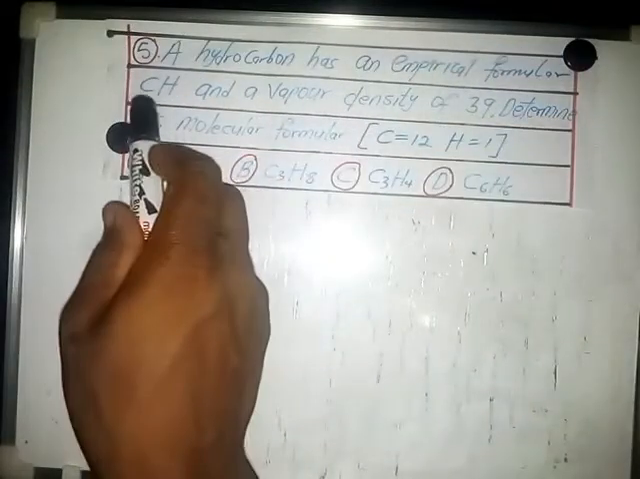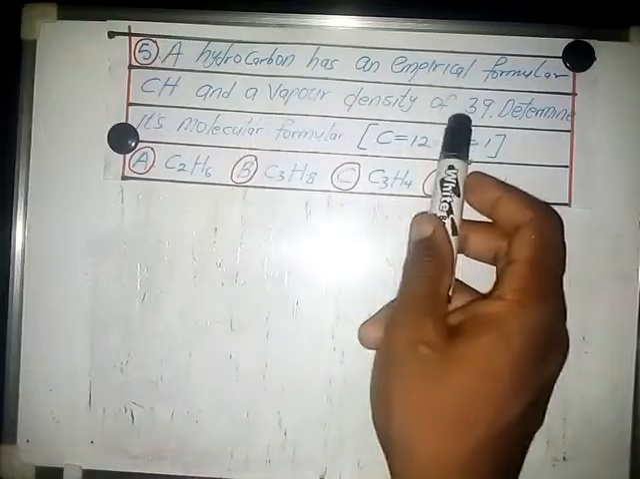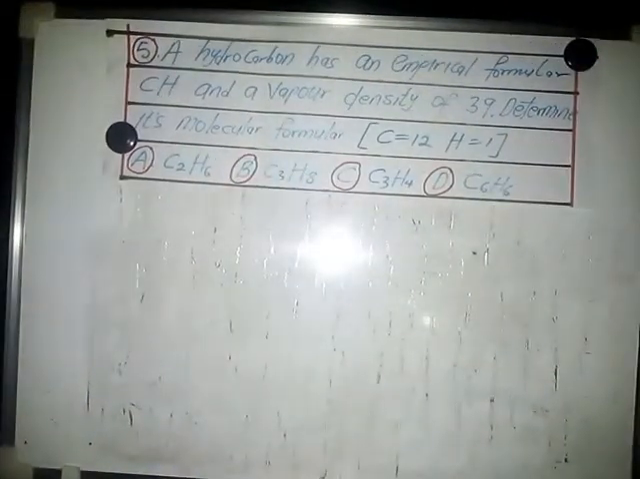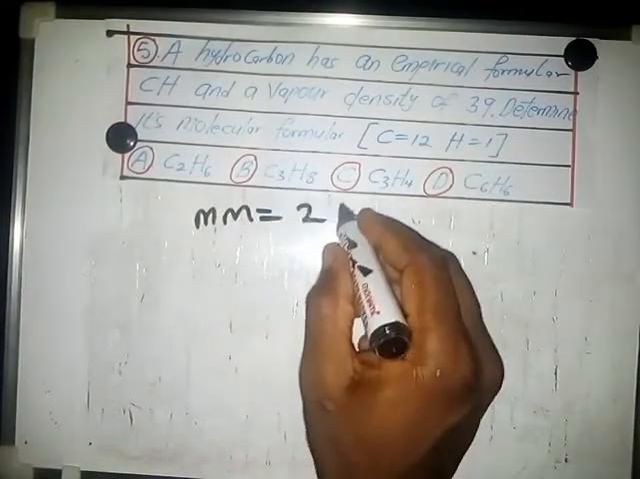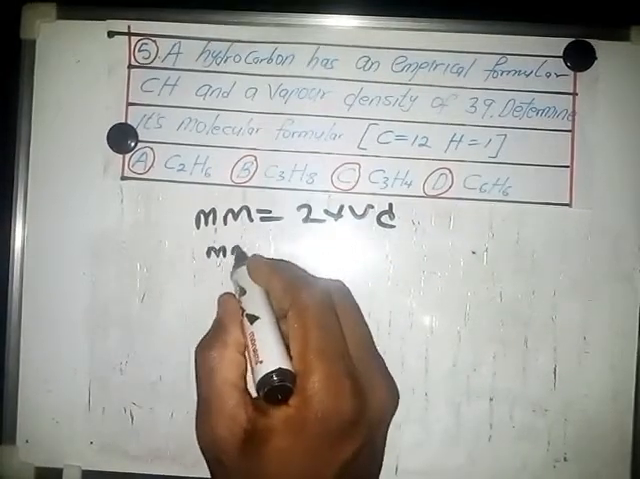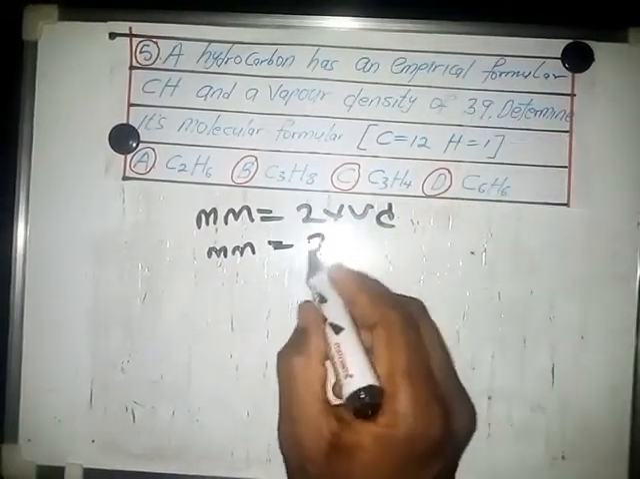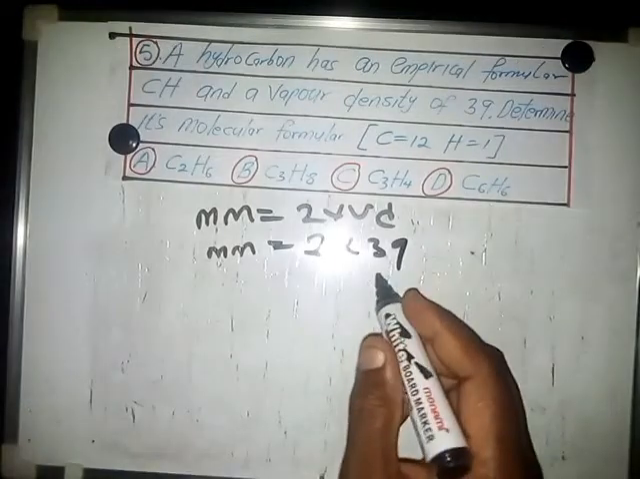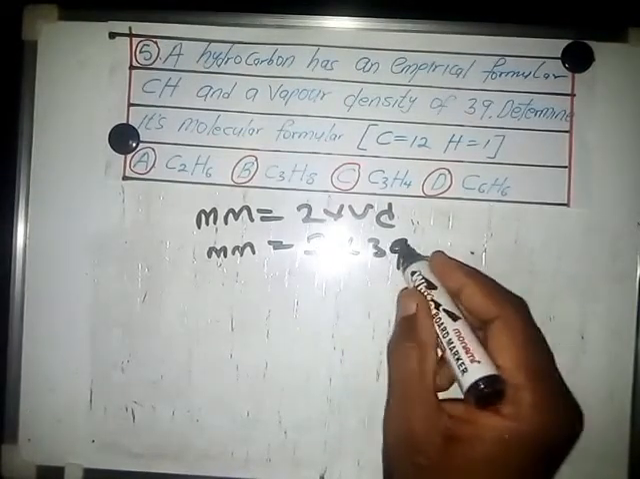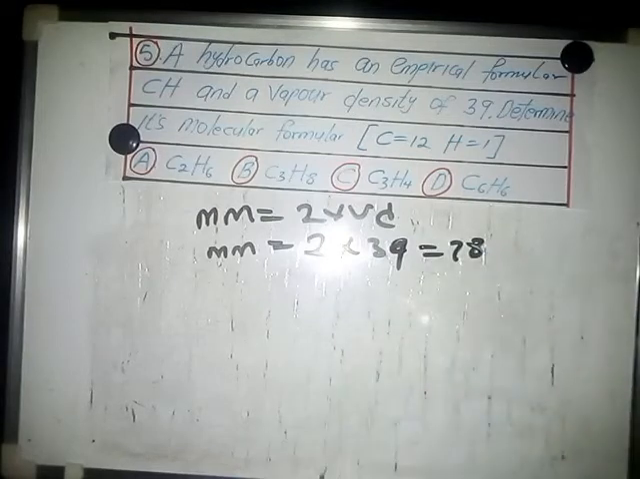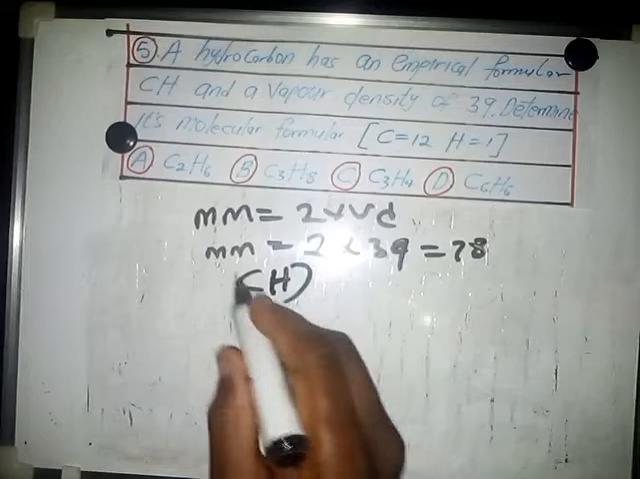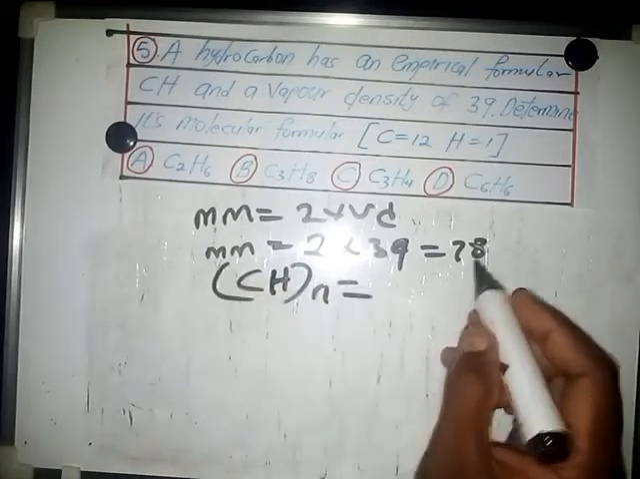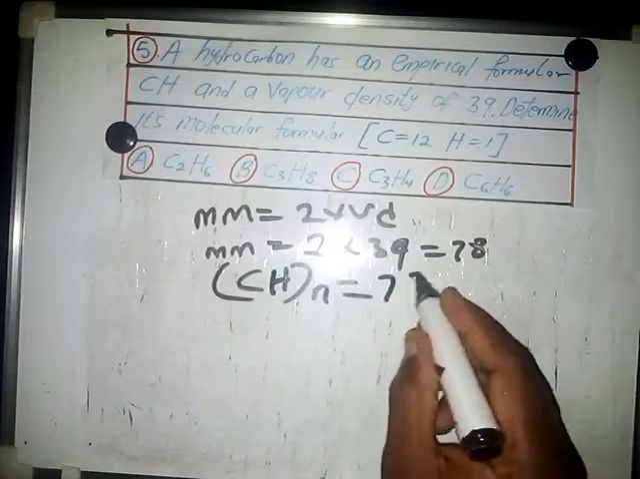A hydrocarbon has a chemical formula CH and a vapor density of 39. Determine its molecular formula, just like the others. Because molecular mass equals to 2 times vapor density. Vapor density is 39. That's 2 times 39. So you are getting 78. So you are equating this, the empirical formula (CH)n, will be equal to 78, which is the molar mass.